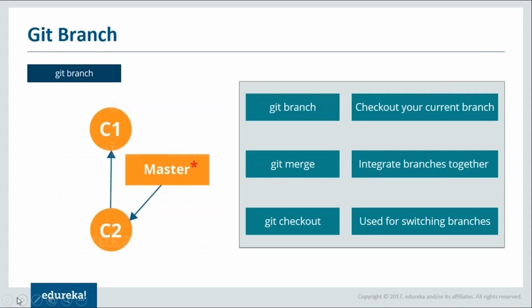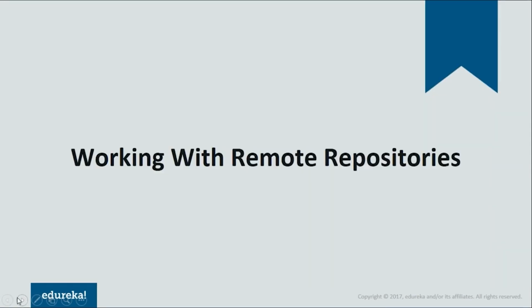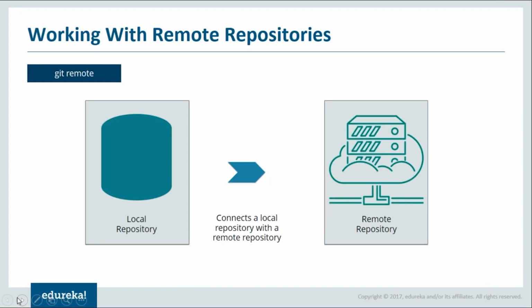So we have seen how branching works in Git. Let us move forward and we'll see how to work with remote repositories. So over here, I've already told you how to add an origin, right? So git remote add origin. And what we did, we connected a local repository with a remote repository. So the Edureka-repo is my local repository and a remote repository I just showed you in my GitHub account. So we have already done this git remote add origin.